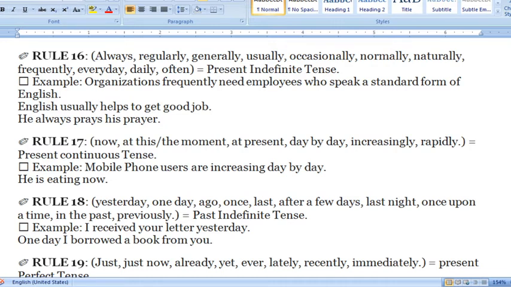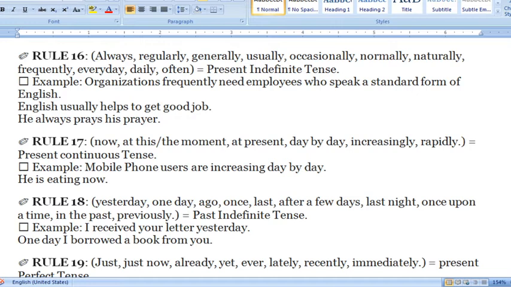Let's start rule 17. Rule 17 says if you find now, at this moment, at present, day by day, increasingly, rapidly, this much in any sentence, at that time you have to follow the structure of present continuous tense. For example, we find a sentence here: mobile phone users are increasing day by day. He's eating now. So in the first sentence, the phrase day by day, as soon as we see it, we have to follow the structure of present continuous tense. In the second sentence, we found the word now, so we have to take the continuous, ing should be added with the verb. So he's eating now.